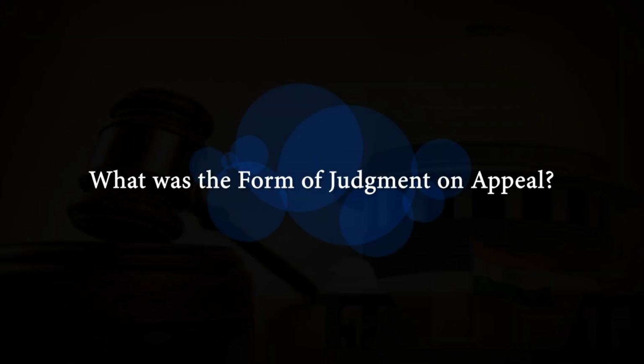Dear learners, let us learn about what was the form of judgment on appeal. The federal court, where it allowed an appeal, remitted the case to the court from which the appeal was brought, with a declaration as to the judgment, decree or order which is to be substituted for the judgment, decree or order appealed against. And the court from which the appeal was brought shall give effect to the decision of the federal court.